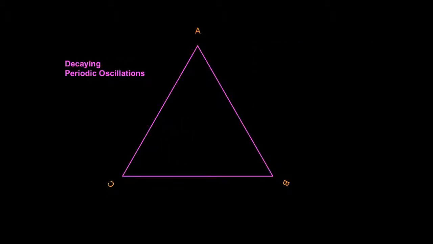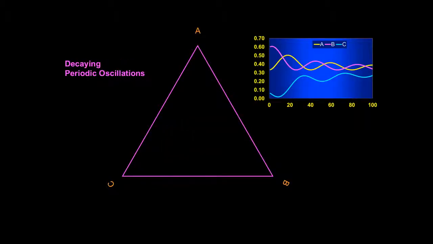You can also have decaying periodic oscillations. This is similar to the first one, but in this case the amplitude is decreasing over time. That looks like a little bit of a curlicue. You have the same sort of ellipse, but it's now broken and spiraling down towards some fixed point.